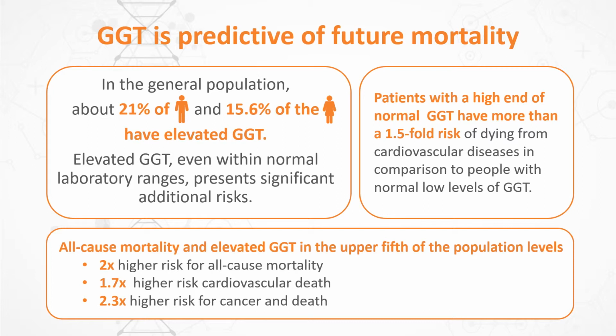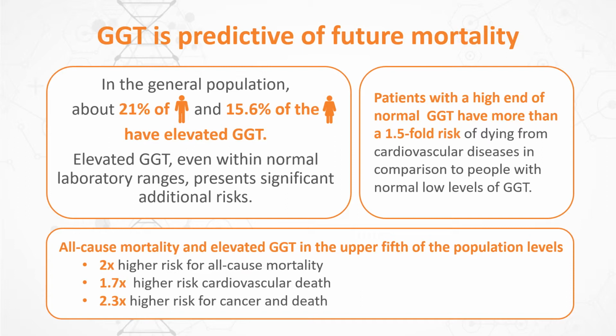So patients at the high end of a normal GGT have about a 1.5 increased risk of dying from cardiovascular disease in comparison to people with normal low GGT values. So that's a hazard ratio of 1.5. Now, if you compare it to the hazard ratio of an elevated LDL in somebody that has not had an MI, that hazard ratio of an elevated LDL compared to a normal LDL is 1.001. And we're talking with an elevated GGT of 1.5, which is significantly greater.